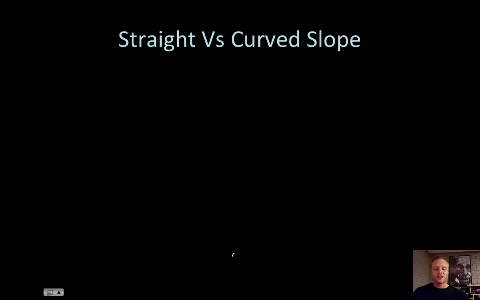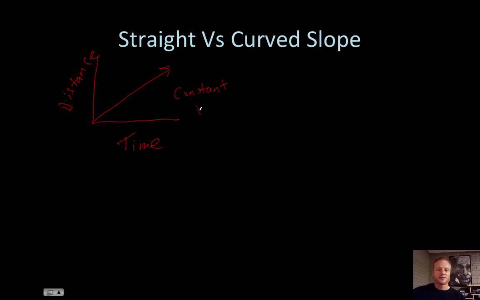So let's take a look at that. First, I'm going to do a straight line. Okay, and again, I am not the best artist, so I apologize. Time goes on the bottom, distance is on the side, and if I draw a straight line, as straight as I can draw it, this means that it has a constant velocity.